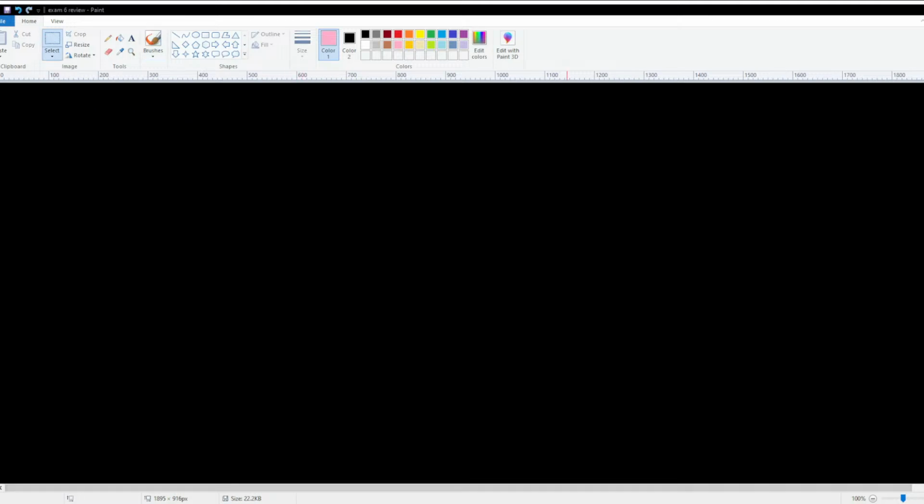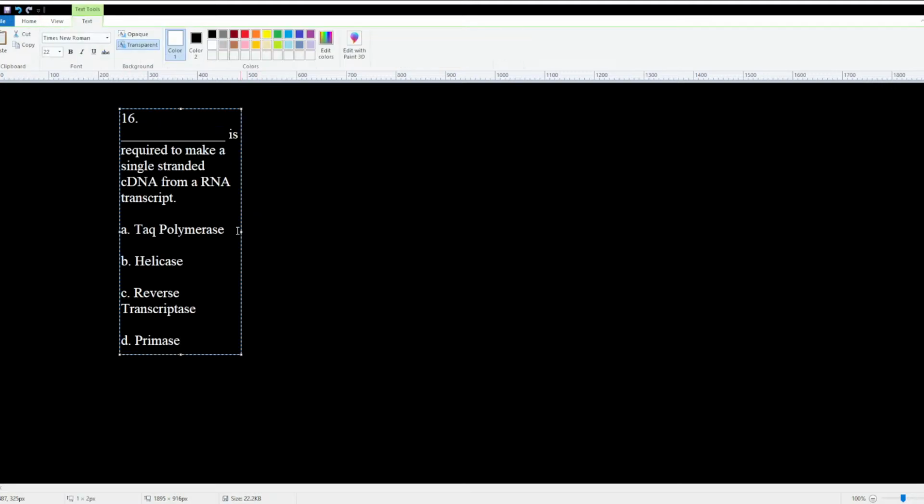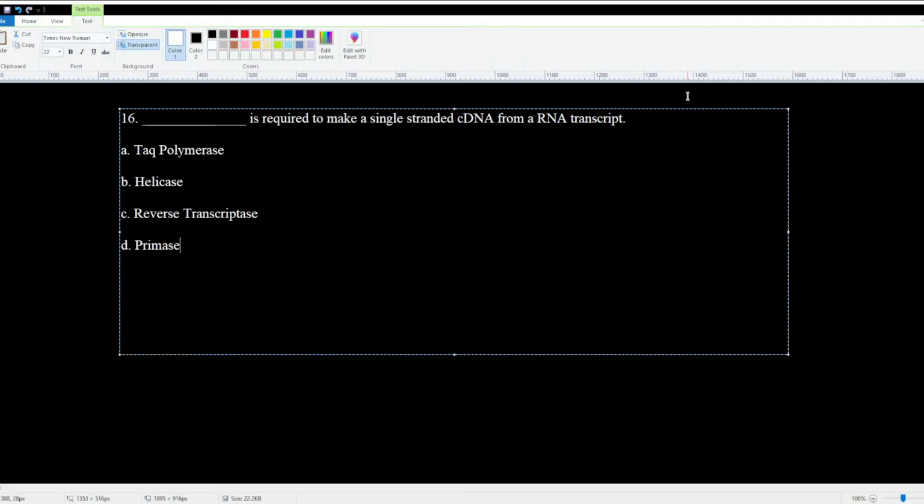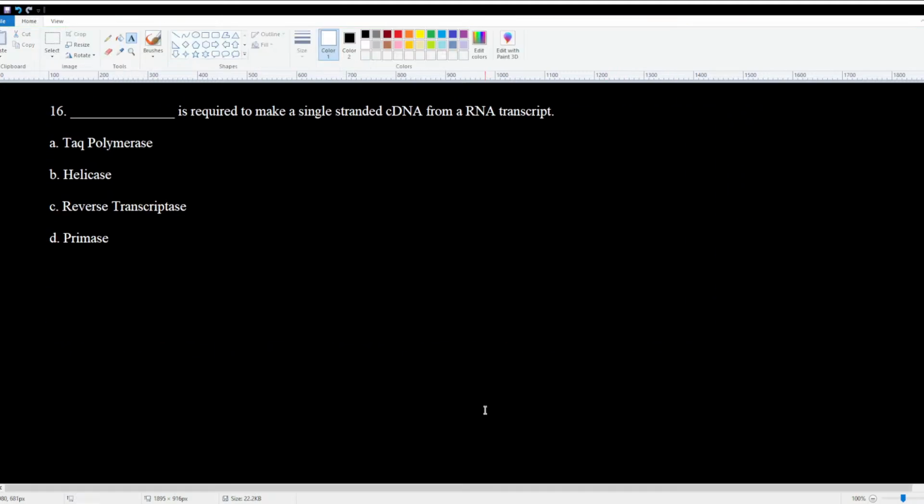Moving on, number 16. So once again, this is talking about cDNA and what that means. So number 16 is saying blank is required to make a single-stranded cDNA from an RNA transcript. So the answer options are Taq polymerase, helicase, reverse transcriptase, or primase.